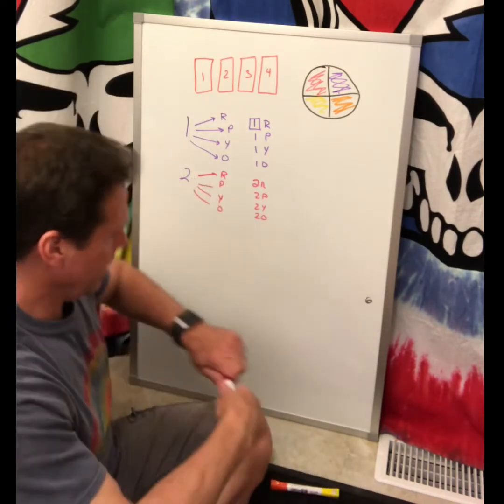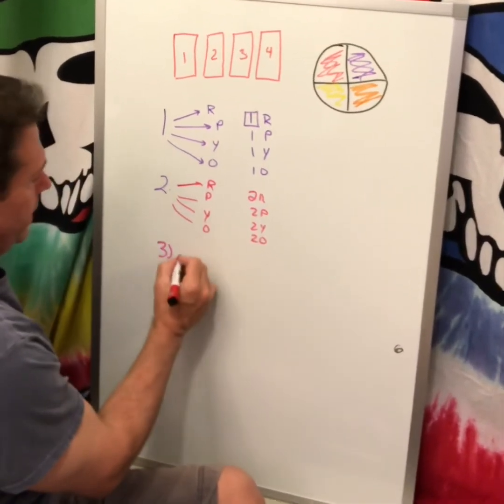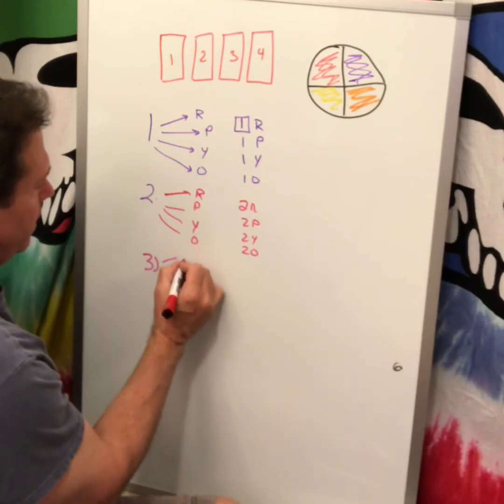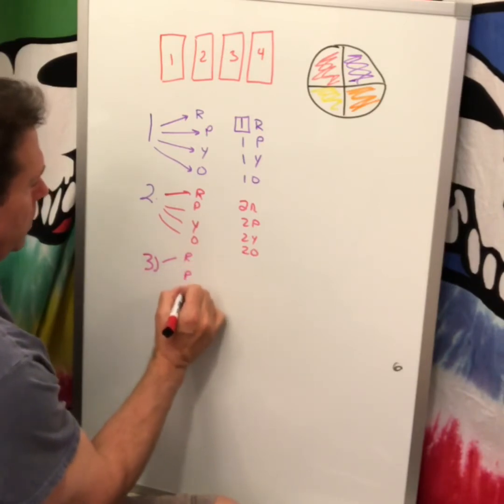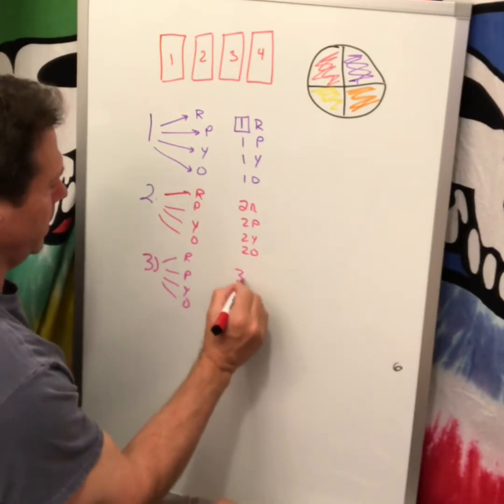Next chance I have is a 3. So if I have a 3, same thing. It's going to have a red, purple, yellow, orange. So it would be a 3 R.